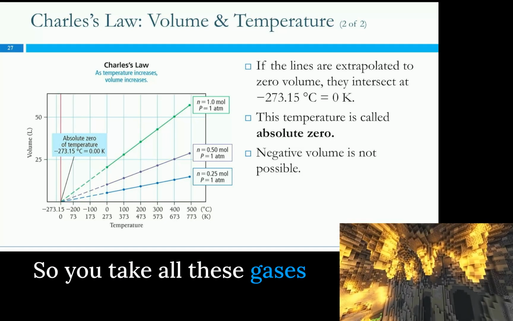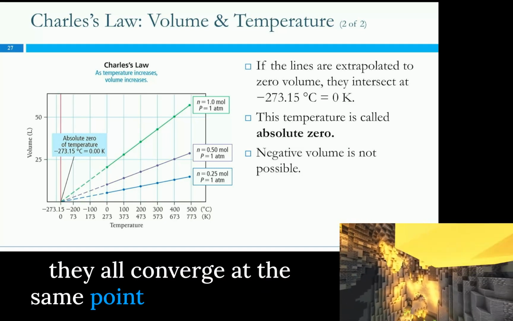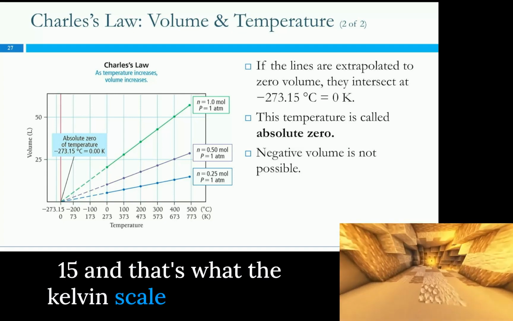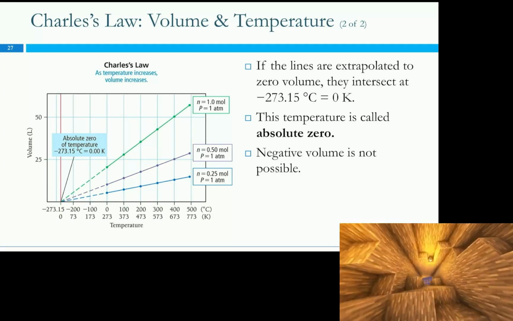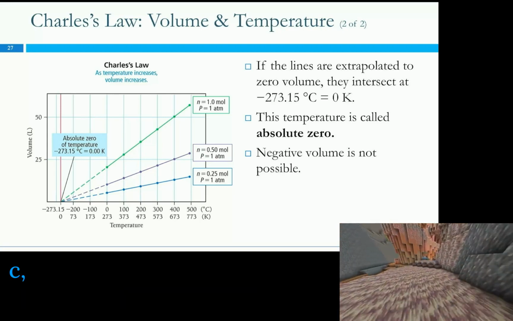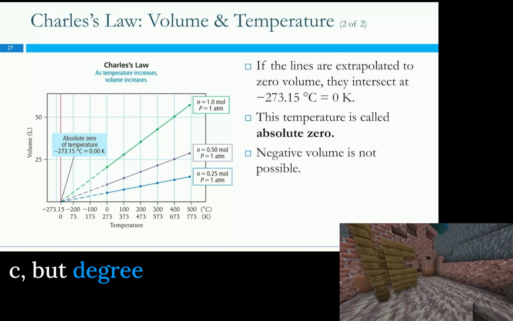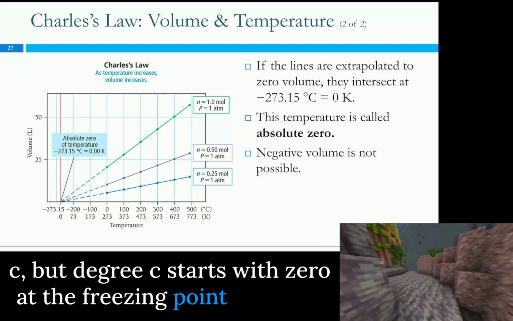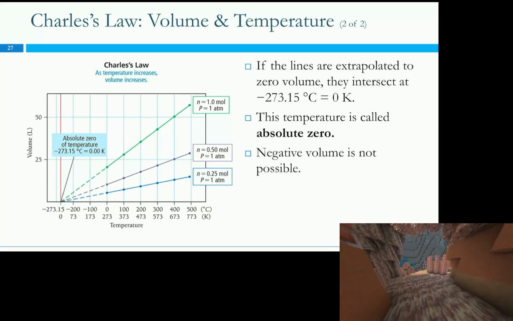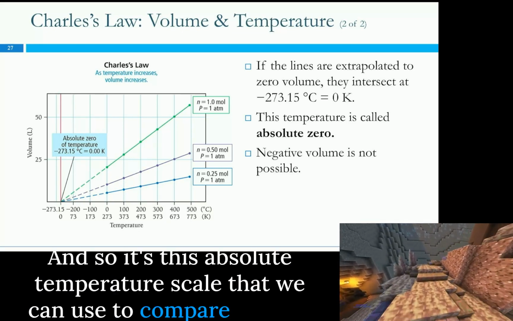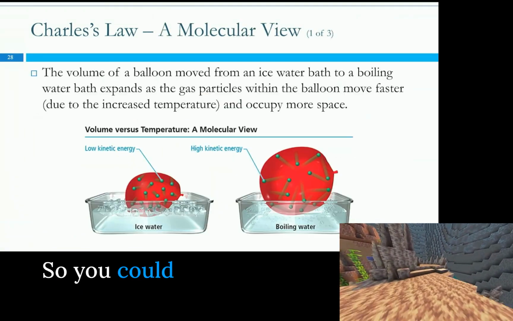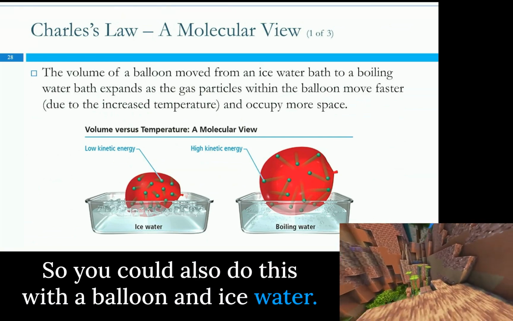So you can take all these gases, and if you extrapolate back, they all converge at the same point of negative 273.15. And that's what the Kelvin scale is based on. A change of 1 Kelvin is the same as a change of 1 degree C. But degree C starts with 0 at the freezing point of water. Kelvin says 0 is absolute 0. And so it's this absolute temperature scale that we can use to compare volume changes in gases according to temperature changes.